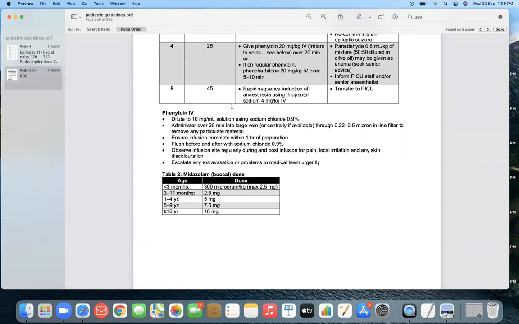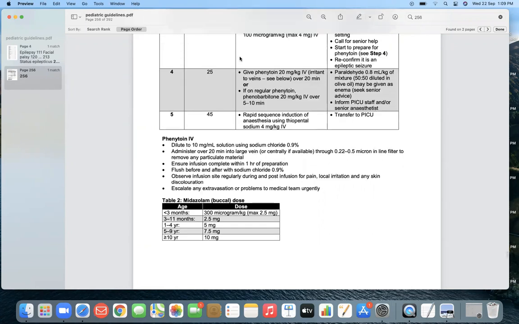So phenytoin, here he has told us, it's an IV irritant, so it has to be given slowly over 20 minutes. About this, he has given here how to give. I don't think they will ask us in the exam. We should only know that it should be given slowly. This you can read later.